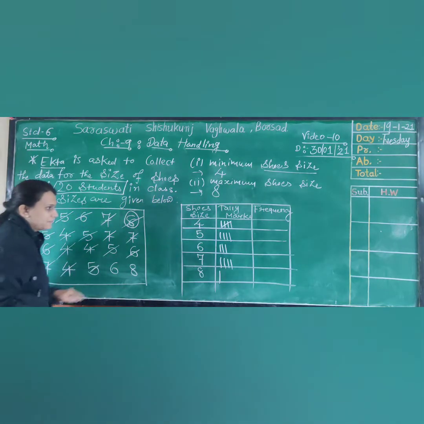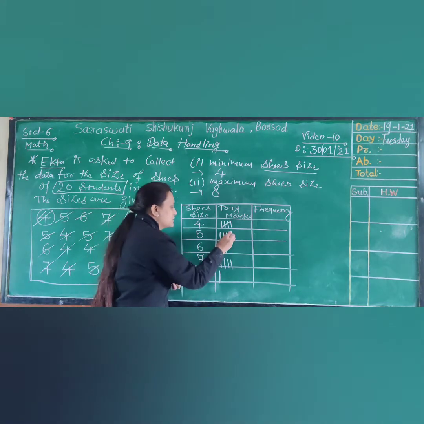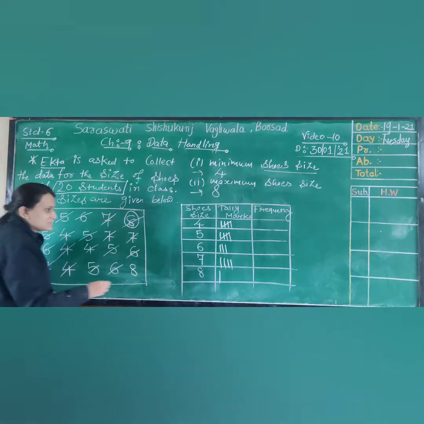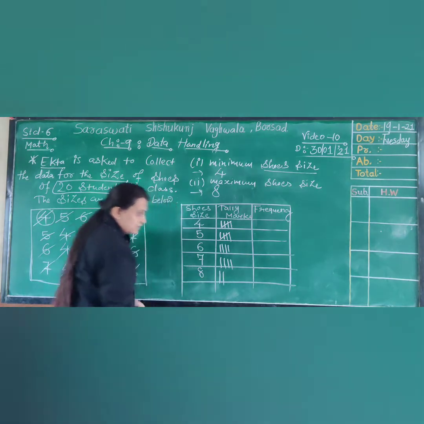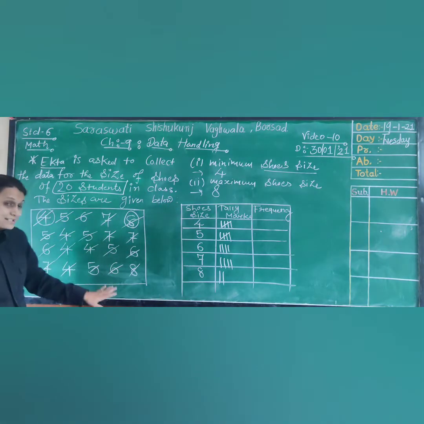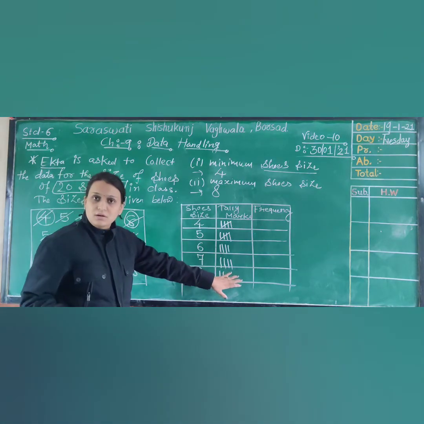Then the next 5. So again you can see 5 has already occurred 4 times. So the fifth time we use the crossing line. Okay, so this is a bunch of 5. Then 6. So here 6 and lastly 8. So you can see we have cancelled out all the numbers. There is no number left. So this is an easy method to enter the data in the given table.